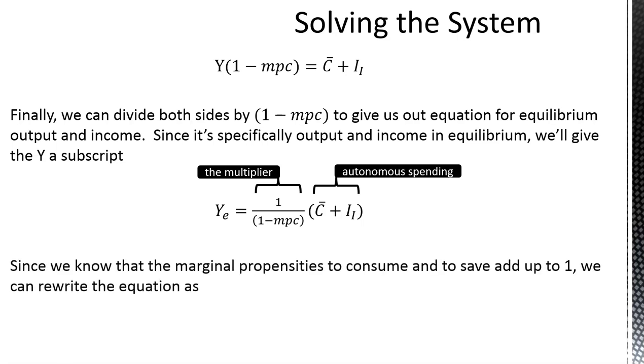Note, of course, since the MPC and the MPS have to add up to 1, then 1 minus the MPC is the same thing as the MPS, the marginal propensity to save. So from now on, I'm going to write the equilibrium output and income equation as 1 over the MPS, this is your multiplier, times the sum of autonomous consumption, C bar, and intended investments.